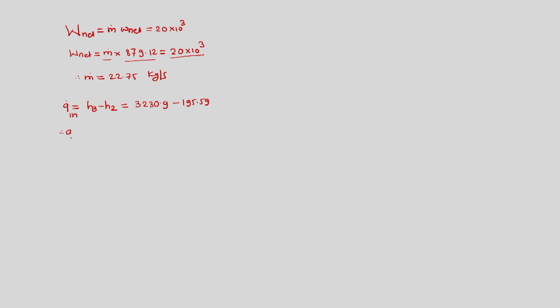195.59. So Q in for us is 3035.31 kilojoule per kg. So efficiency of the cycle is W net upon Q in. So it is 879.12 divided by 3035.31. So efficiency turns out to be 28.96%. So we can find out the cycle parameters even if we don't have ideal components of the cycle.